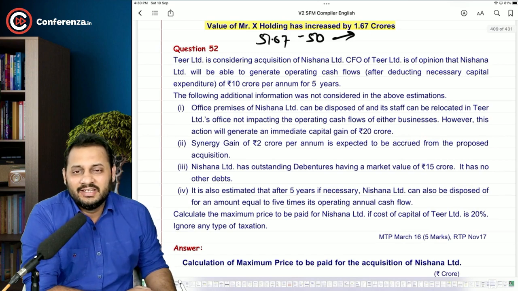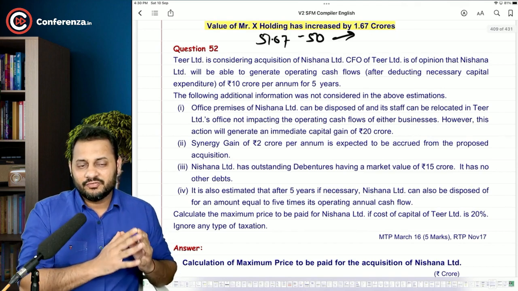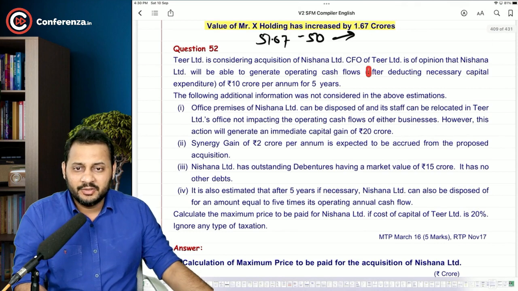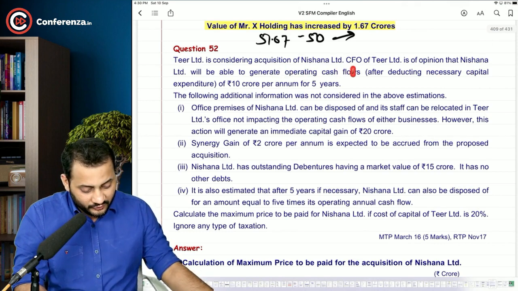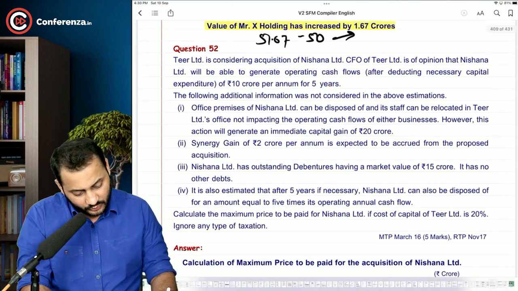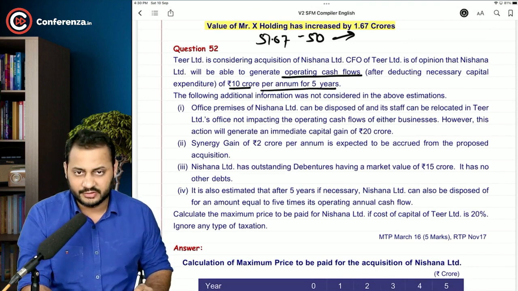Have a look. Tir Limited is considering acquisition of Nishana Limited. The CFO of Tir Limited is of the opinion that Nishana Limited will be able to generate operating cash flows after deducting necessary capital expenditure of rupees 10 crore per annum for 5 years. See, this is related to operating cash flows, 10 crore per annum for 5 years.